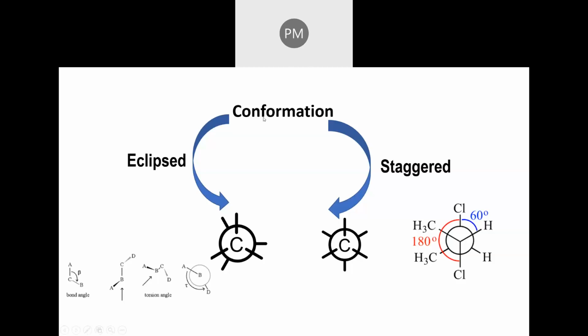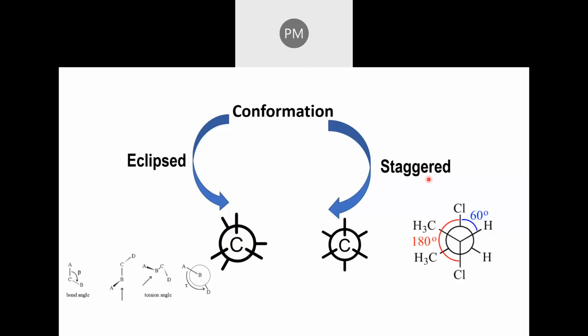So for the conformation of any molecule, there are mainly two types. One is your eclipsed conformation. Eclipsed conformation means where the dihedral angle between the first carbon on this side and the carbon behind it is generally 0 degree.